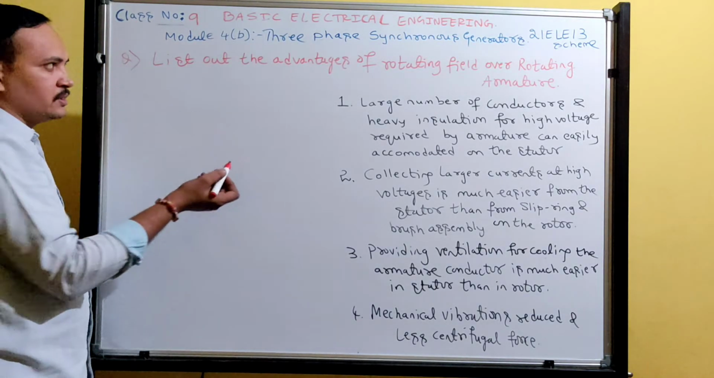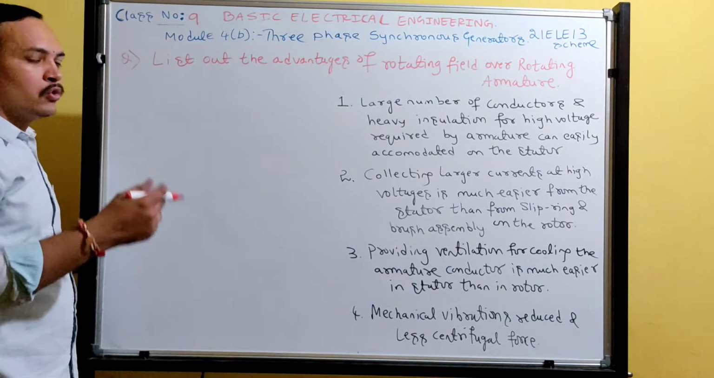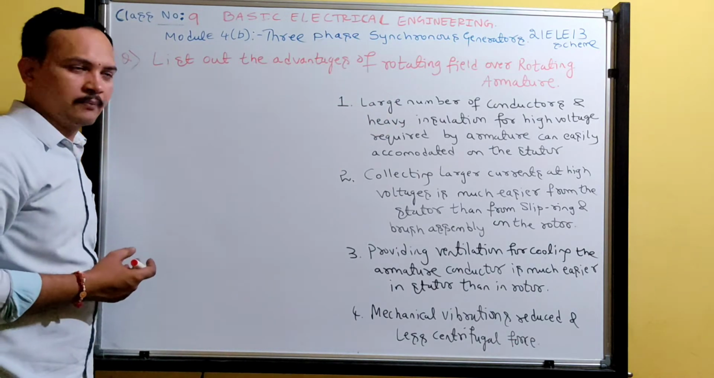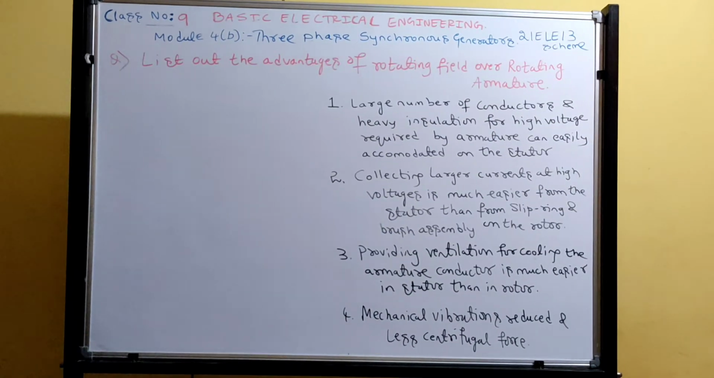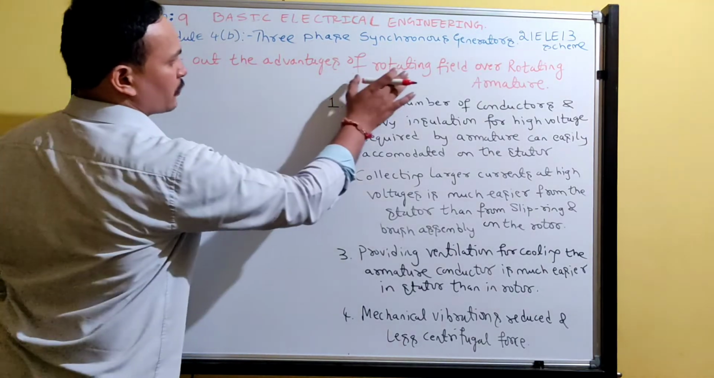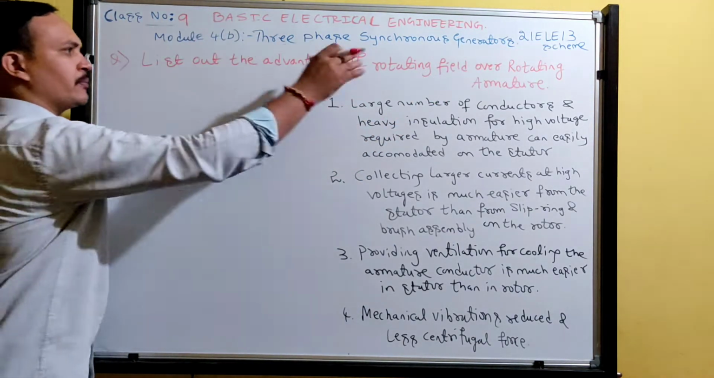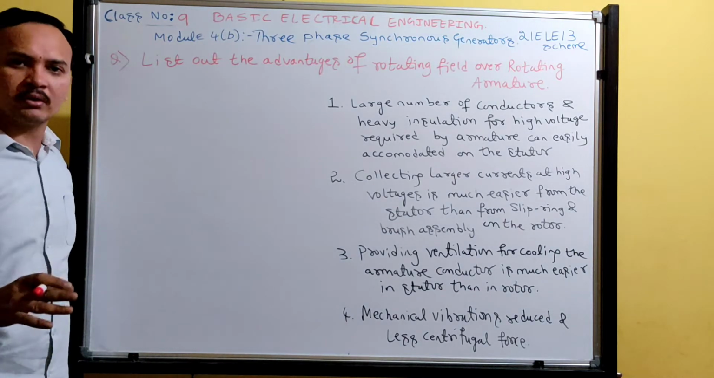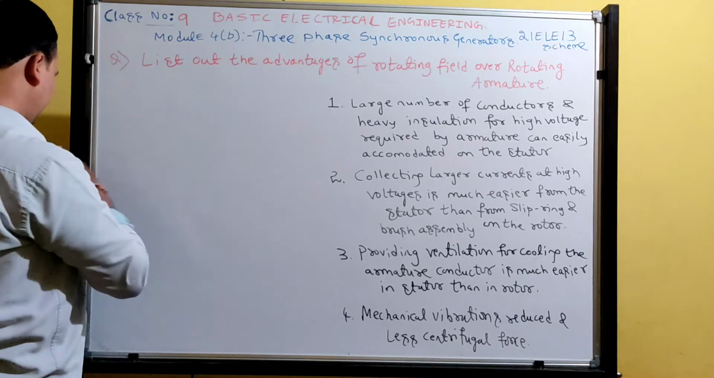So what is the question? List out the advantages of rotating field over rotating armature. We are using this type of construction only in generating higher voltages. So let me give much more clarity.